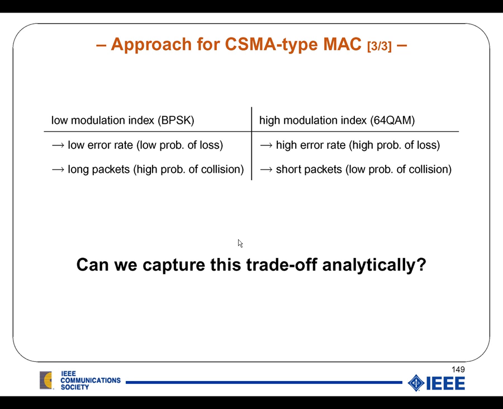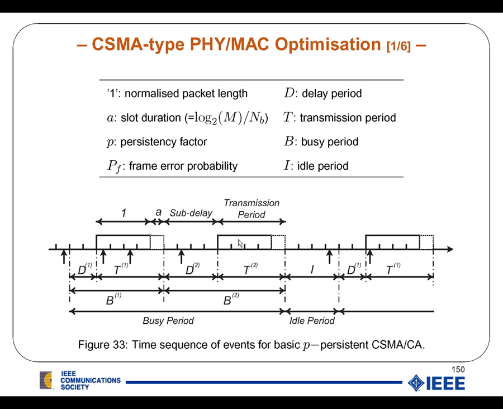So the question is, can we capture all that in an analytical way and trade one against the other? Meaning, can we trade the transmission radii? Can we trade the modulation indices? The answer is yes. And with my colleague Athanasios Gelias, who is now at Imperial College, we managed to find a closed form expression for the useful network throughput for these type of CSMA-type medium access controls.